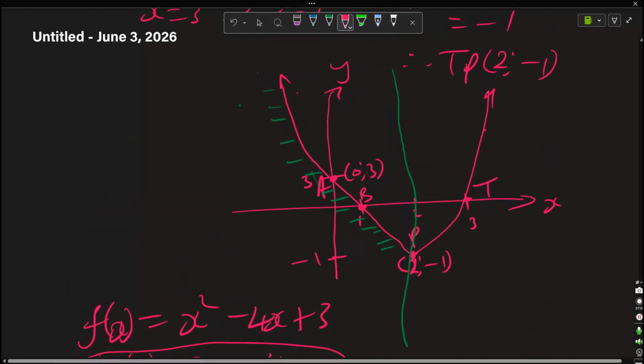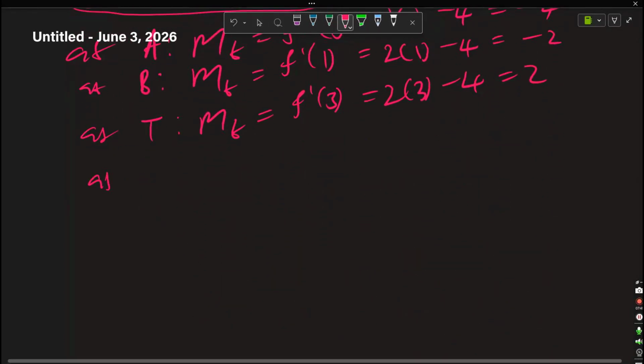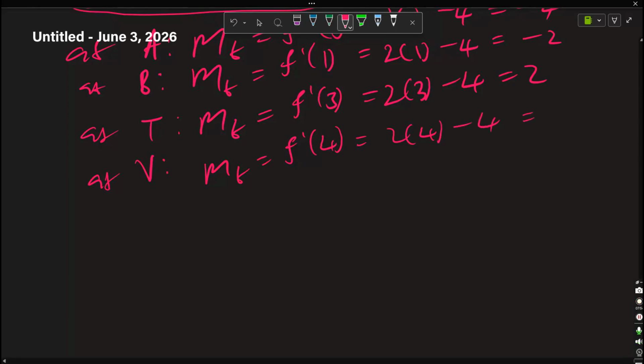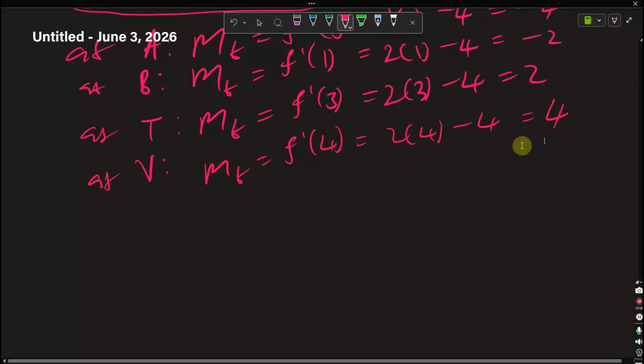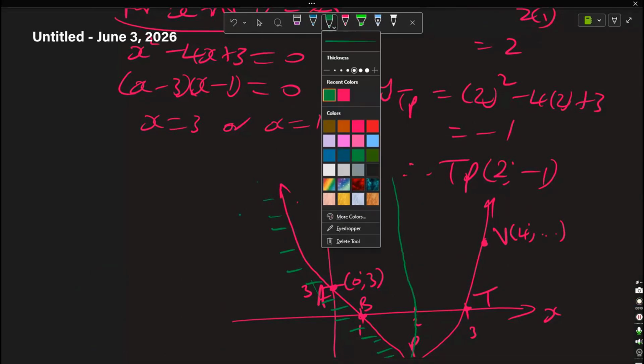Now, let's have another point here, which we are going to call V, which has got an x coordinate of 4. We don't care about the y coordinate. We're just interested in the x coordinate. Let's find the gradient there. The gradient at V, so m_T at V, is f prime at 4, that is 2 times 4 minus 4, which is 4.